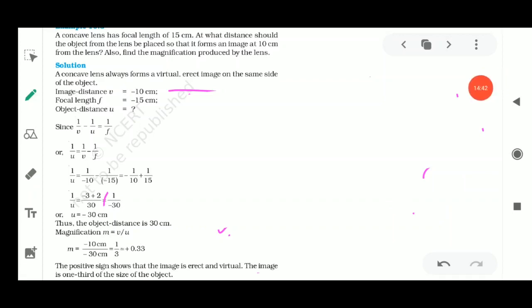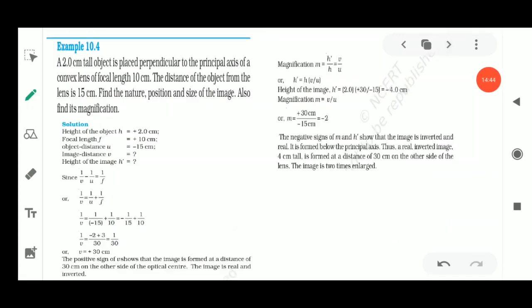Now I move on to the next numerical, which is also from your NCERT book as example number 10.4. The question is like this: a 2 centimeter tall object is placed perpendicular to the principal axis of a convex lens of focal length 10 centimeters. The distance of the object from the lens is 15 centimeters. Find the nature, position and size of the image, and also find its magnification. So this is what we need to find out.